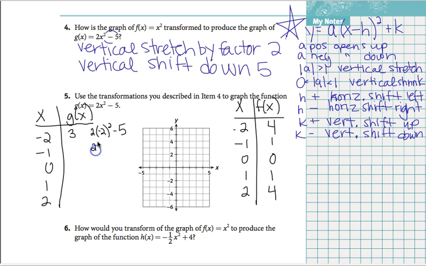So we could do 2 times -1 squared minus 5. So order of operations, let's start with the exponent here. So -1 squared is 1. Then multiplication, 2 times 1 is 2. And then the subtraction, 2 minus 5 is -3.